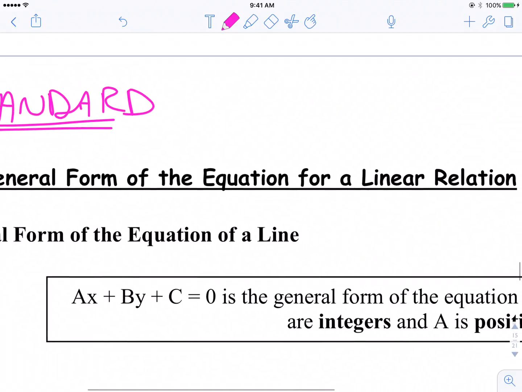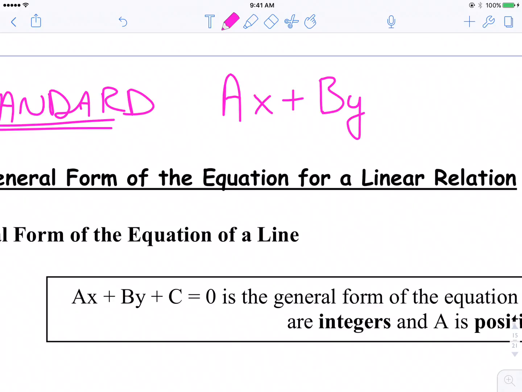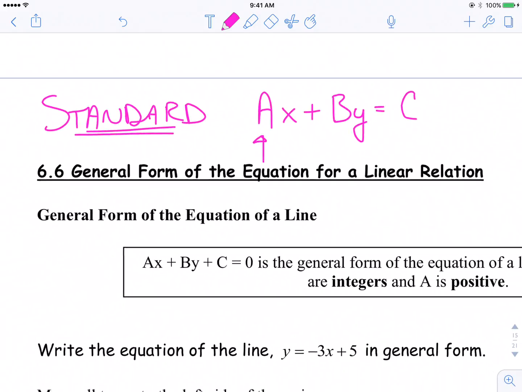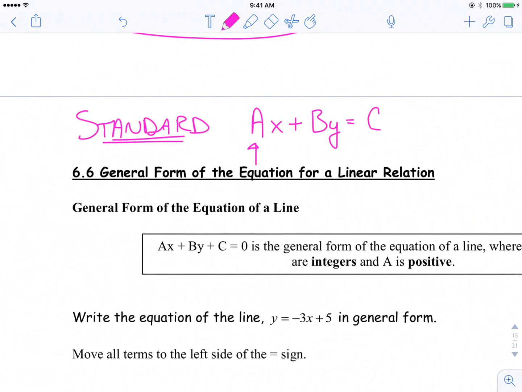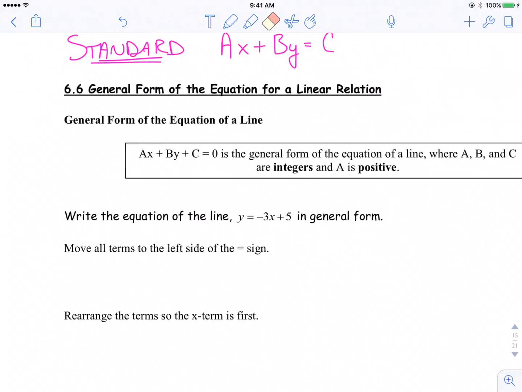Standard form of an equation of a line is ax plus by is equal to c. But a is still positive, and of course a, b, and c are integers. So you can see there's a slight little difference here. This is equal to 0 with c on the other side of the equal sign. This one is equal to c. Okay? So we're just going to be looking at general form today.